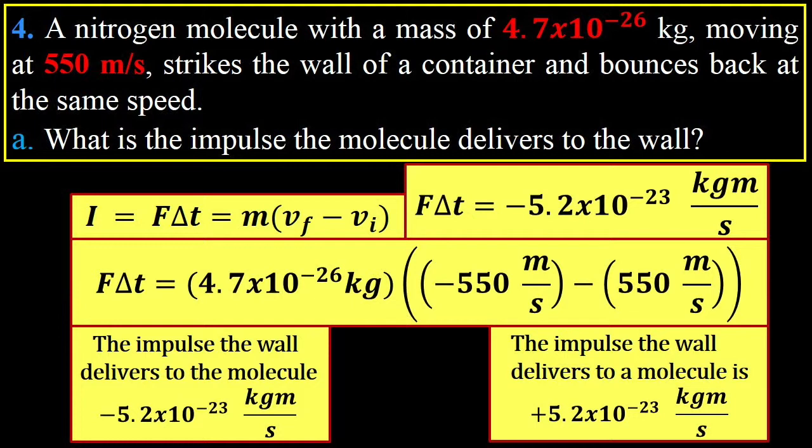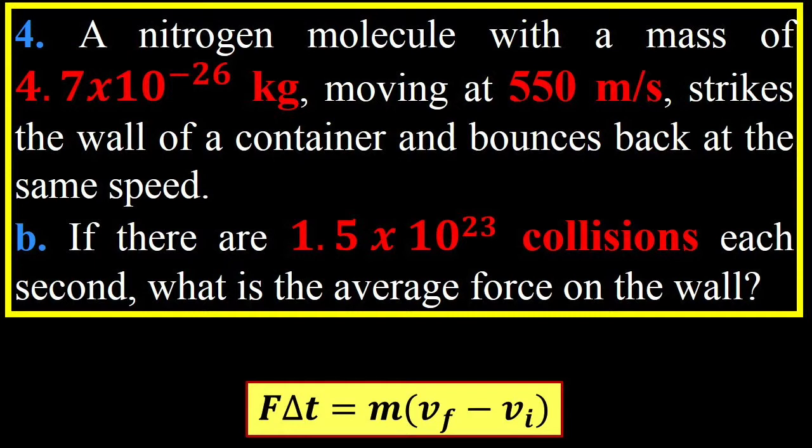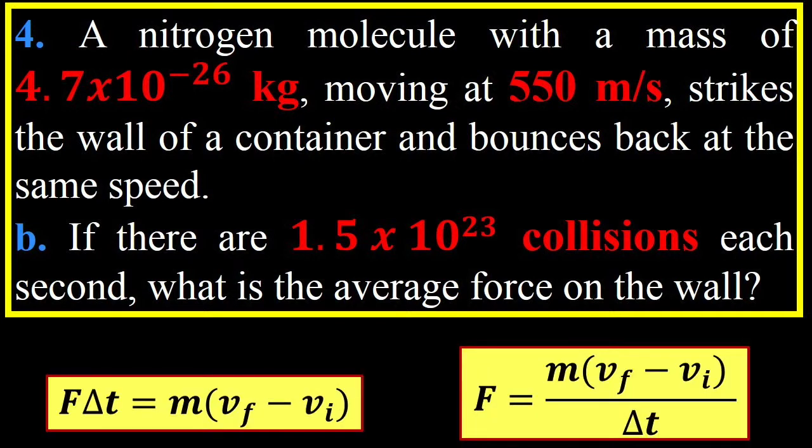Now, B. If there are 1.3 times 10 to the 23 collisions each second, what is the average force on the wall? So the average force on the wall will be the same general equation, but we're going to multiply by that many collisions. See if you can do this.